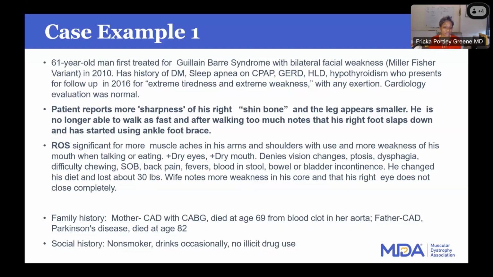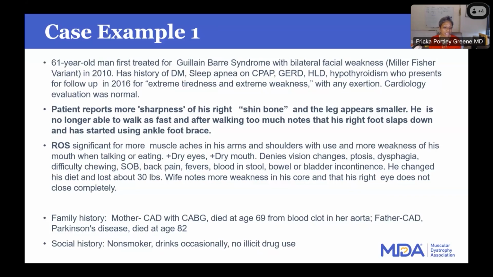In terms of review of systems, he complained of more muscle aches and just extreme exhaustion at the end of the day with walking and getting in and out of work, more weakness of his mouth when talking or eating. He had impaired closure. His wife noticed that for a long time, but it was getting worse. When he slept, his eyes were a little bit open and his mouth would not close completely, so he had more of a dry mouth. He denied some of these other review of systems that you see. He had no vision changes, no lid drooping, no swallowing issues, no chewing issues at the time, and no other constitutional symptoms.